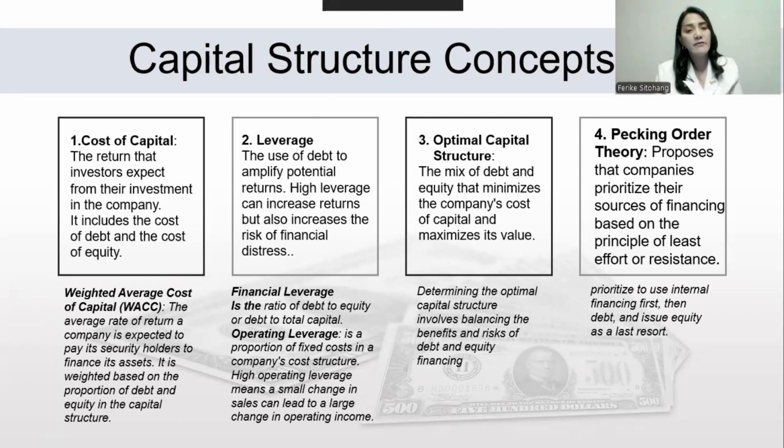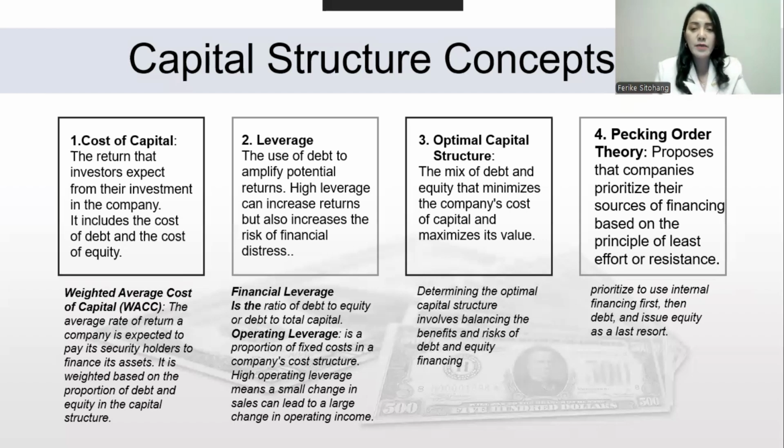And the second concept is leverage. It is the use of debt to amplify potential returns. High leverage can increase returns but also increases the risk of financial distress. Financial leverage is the ratio of debt to equity or debt to total capital. And operating leverage is the proportion of fixed costs in a company's cost structure. High operating leverage means a small change in sales can lead to a large change in operating income.